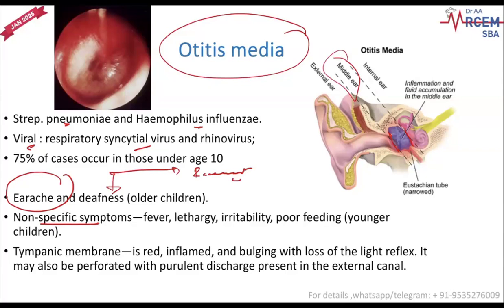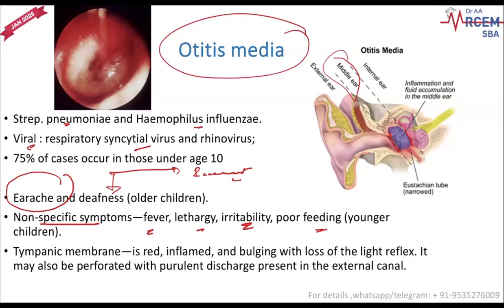Non-specific symptoms are very commonly seen in young children. For example, 1 year old, 2 years old, they present with non-specific symptoms like irritability, poor feeding, lethargy, fever. If you have seen the pediatrician, whenever a kid of 6 months, 1 year or 2 years, less than 2 years, presents to the emergency department, they usually examine the ear, because they are all non-specific symptoms. So it is better to have a look inside the ear.